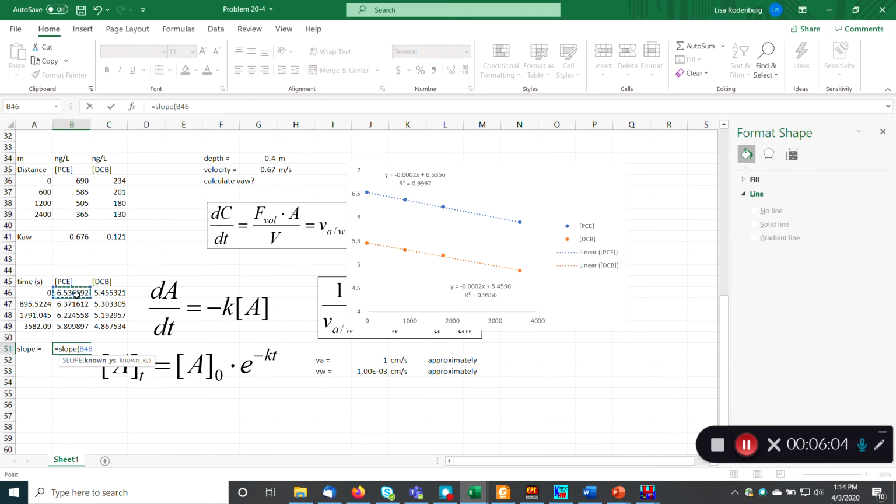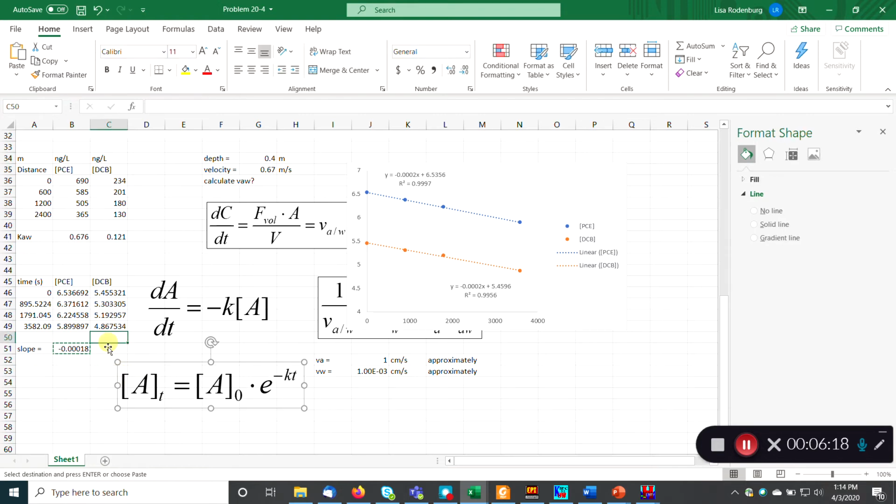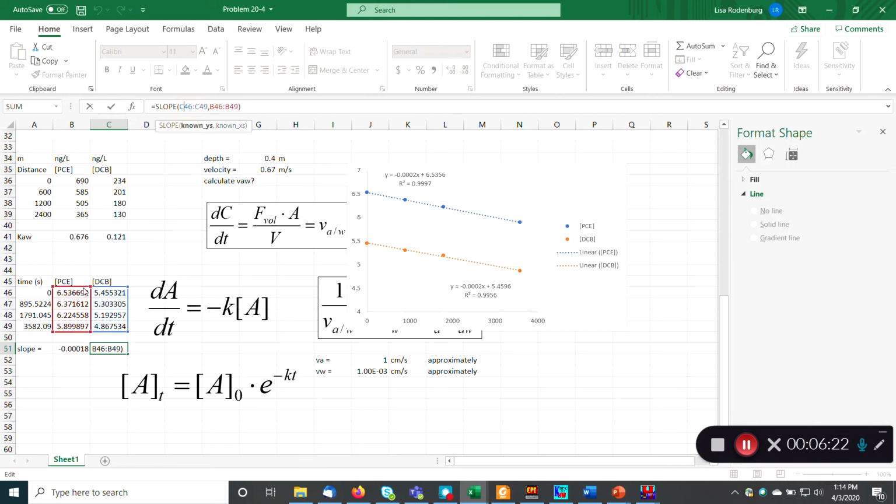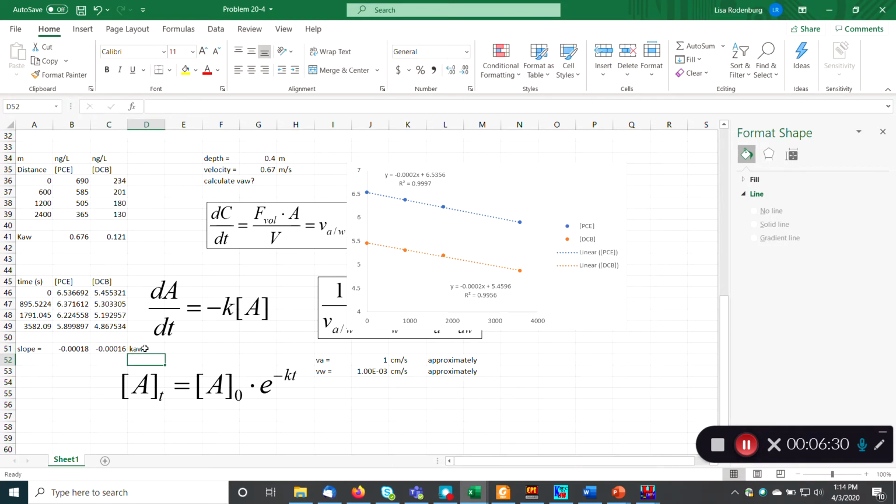Slope is y comma x. Same thing here. That's not right. My little equation's getting in the way. There we go. And then we just got to make sure we got time here. There we go. All right, so here's our rate constants. So this is k_AW. So that's our rate constant.